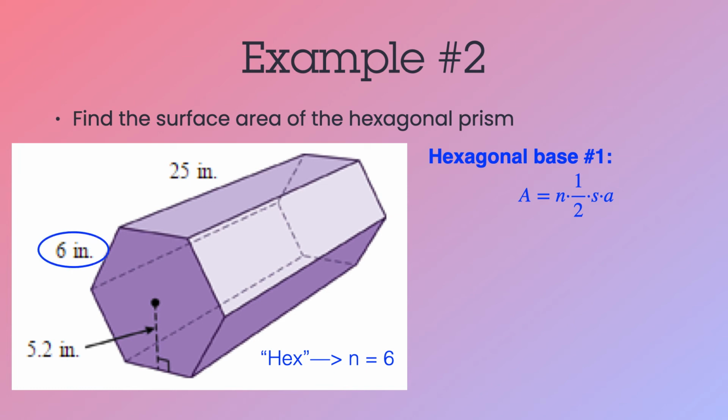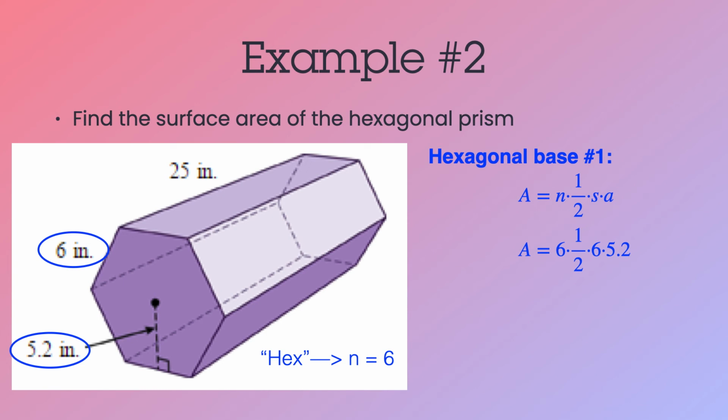In our formula, s is 6 inches, so in this picture it's showing 6 inches is the side of that hexagon. And lucky for us, they already tell us the apothem is 5.2. So we don't have to do any crazy Pythagorean theorem or trigonometry or anything. They've already given us all the pieces we need for our calculation. So we'll just fill in those pieces. 6 times 1/2 times 6 times 5.2.